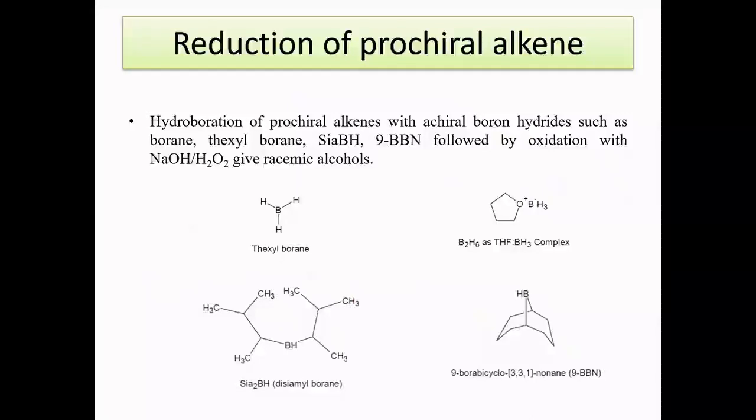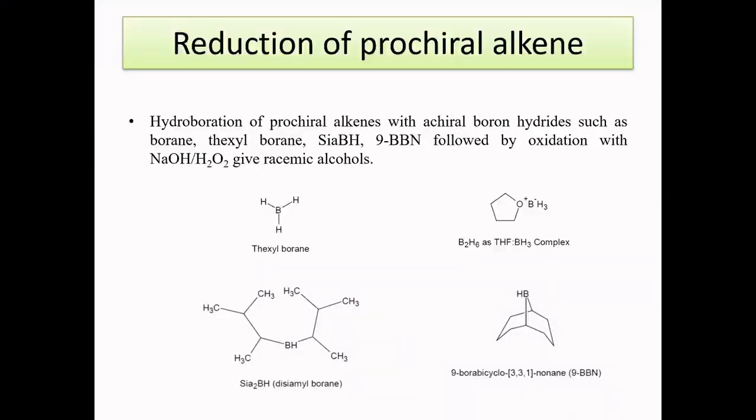Next part that we are going to start is the reduction of prochiral alkene. We are going to do the reduction of alkene, but this time which kind of alkene we have taken? We have taken prochiral alkene. Now for the reduction, again we have different reagents. You can use normal reagents like Raney nickel or platinum or palladium, lithium aluminum hydride, or NaBH4. We can use those kind of reagents, but if you use those kind of reagents, you're going to end up with racemic product.